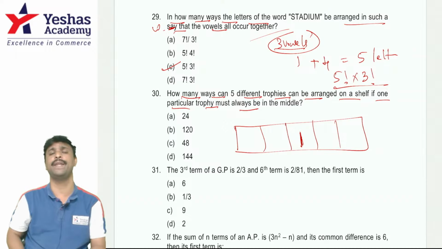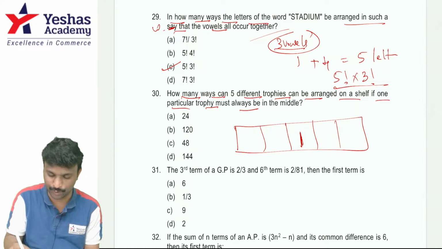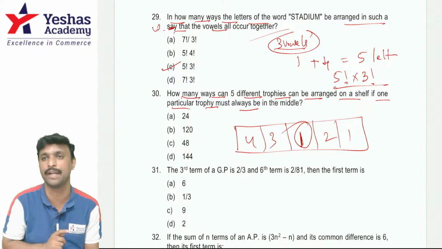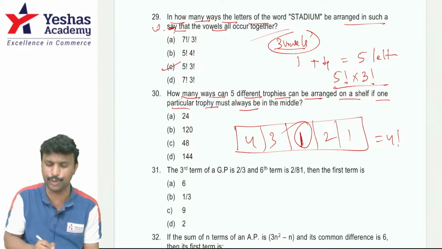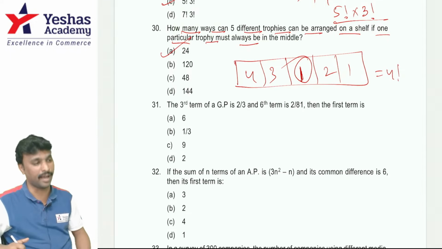Now we have got 4 places and 4 trophies left. So I can arrange that in 4 factorial ways. 4, 3, 2, 1. Middle position should go with only one particular trophy. So obviously it is 4 factorial. 4 into 3 into 2 into 1 is 4 factorial, which is 24 ways. Option A is the right answer.